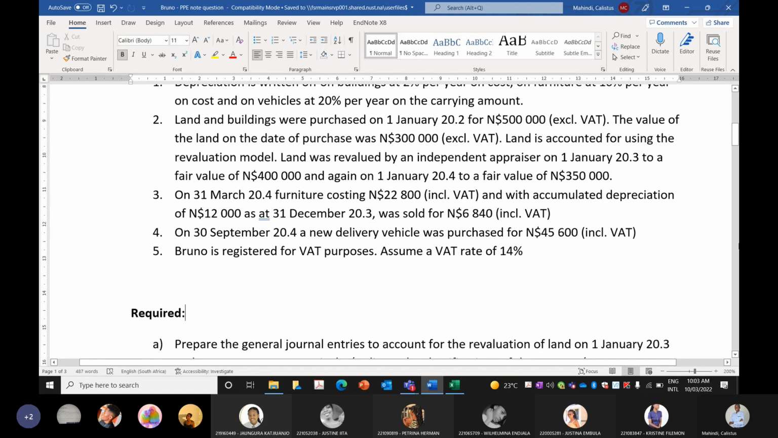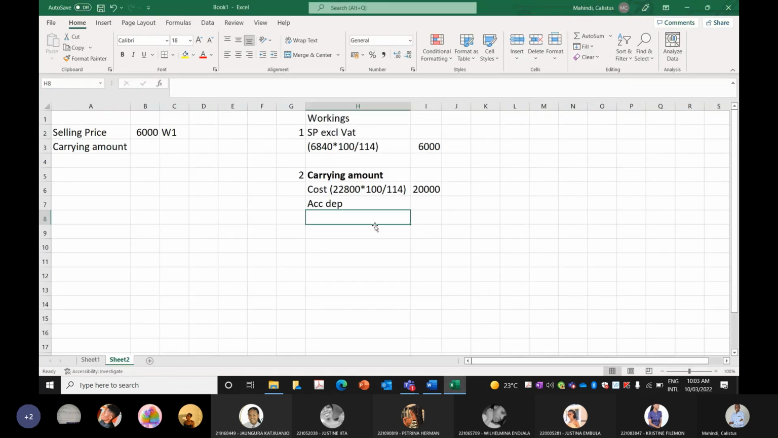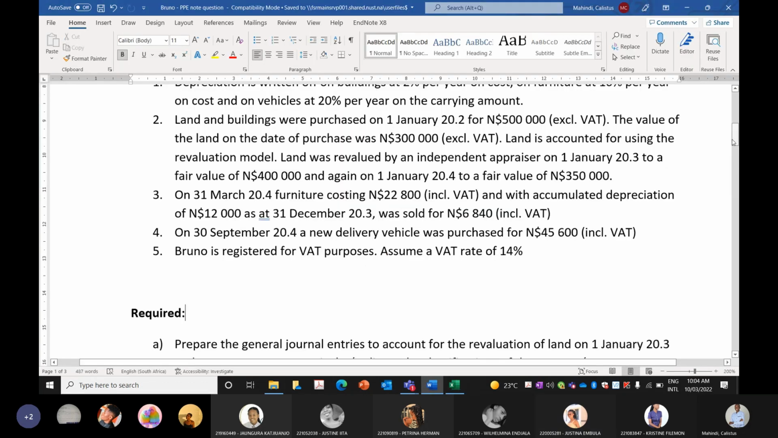This accumulated depreciation is at 31 December 20.3. So we depreciated it in the current year as well, isn't it? All right. So we'll have to calculate the depreciation for the current year as well. So let us just deal with accumulated depreciation. We'll say the balance at 31 December 20.3. That was 12,000. So that was given. And then we have depreciation for 20.4. Now let us go and see what the policy is.